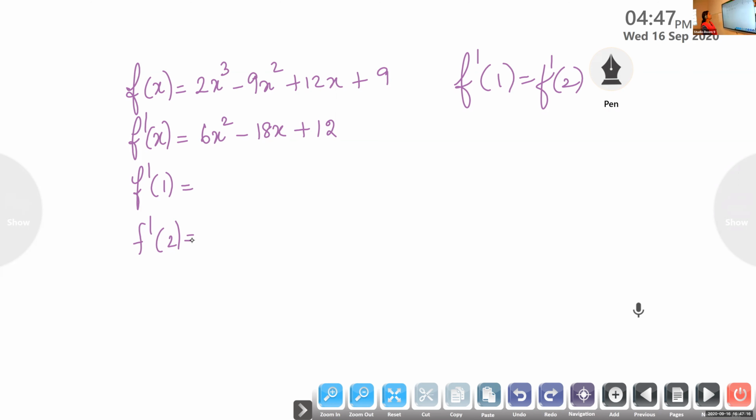What is f dash of 1? You put it, it is 0. And what about f dash of 2? 0. Therefore, you get f dash of 1 is the same as f dash of 2.